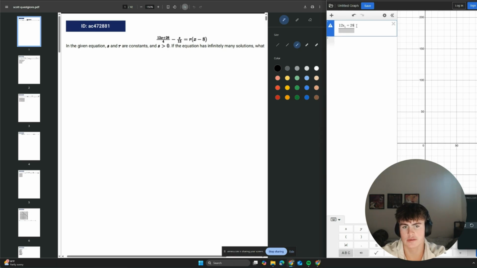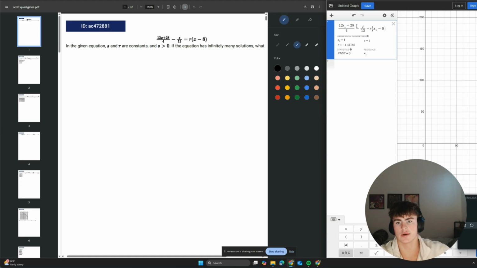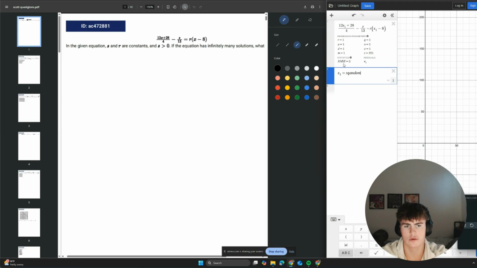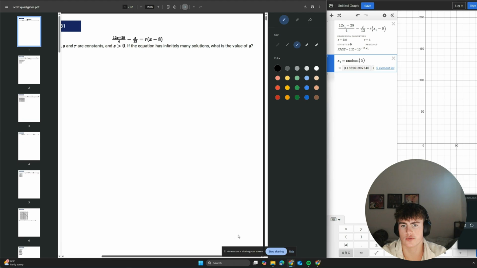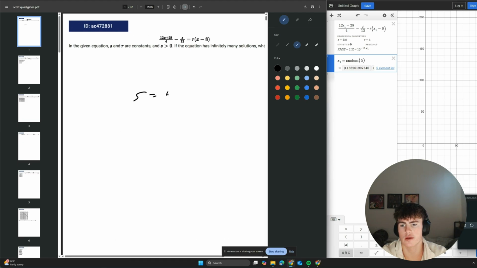So do this, minus s over 13 tilde r x1 minus 8. So here we go. We can't stop there because I believe we'd plug x1 in first. Sorry, a bunch of typos. Random 5. Okay, so s is just 403. Yeah, that's it. S is 403.